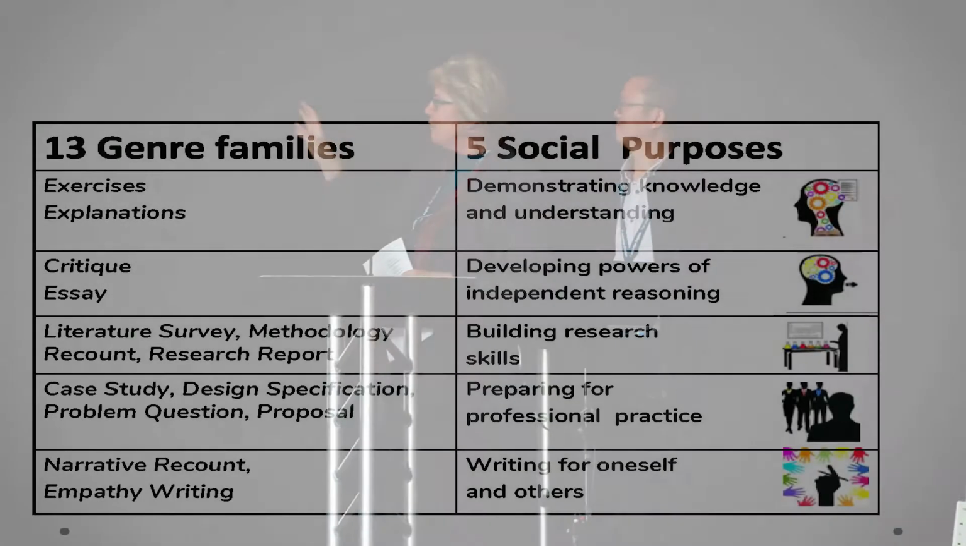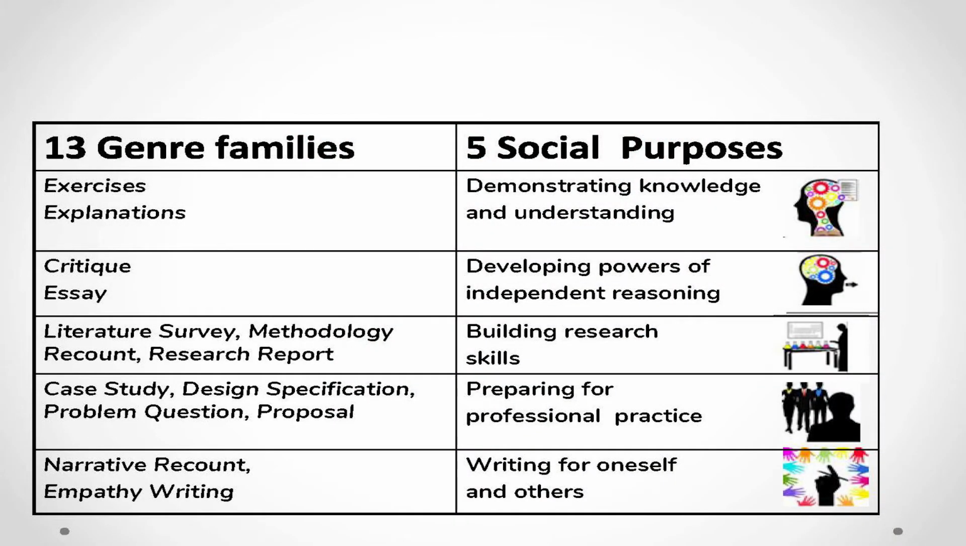The corpus is stratified according to what we identified as the 5 main social purposes of university education. Students are expected to know the latest knowledge. Exercises and explanations are good assignments for doing that. They're expected to demonstrate that they can take evidence and make an argument. Essays and critiques are good assignments for doing that. They're expected to develop research skills. The literature survey, methodology recounts and research reports are good assignments for doing that.